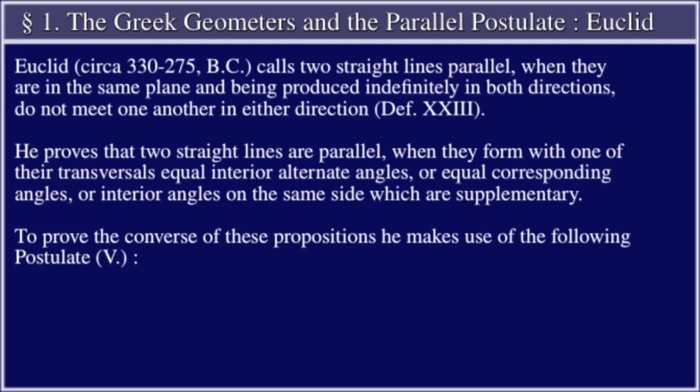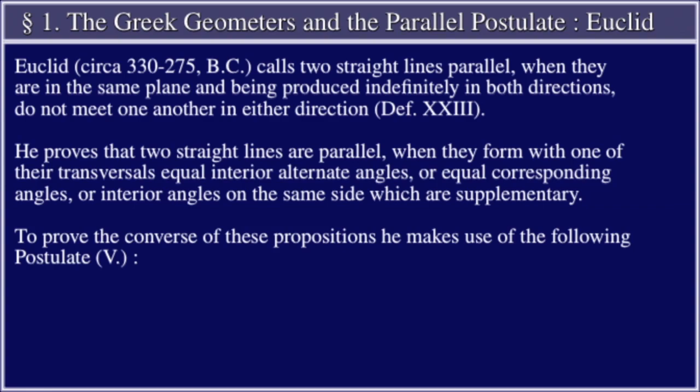Euclid. Section 1. Euclid, circa 330 to 275 BC, calls two straight lines parallel when they are in the same plane and being produced indefinitely in both directions do not meet one another in either direction. Definition 23. He proves that two straight lines are parallel when they form with one of their transversals equal interior alternate angles, or equal corresponding angles, or interior angles on the same side, which are supplementary.